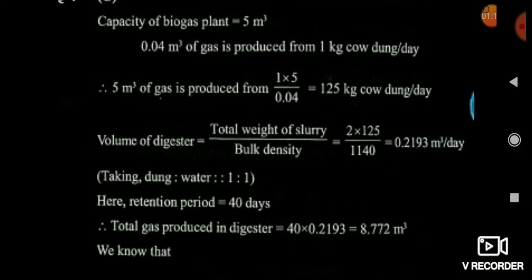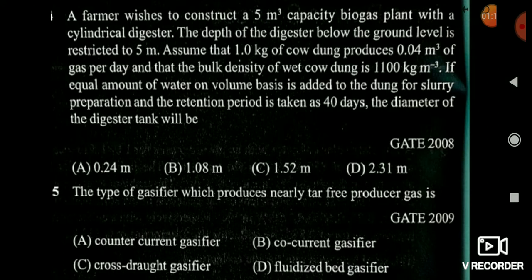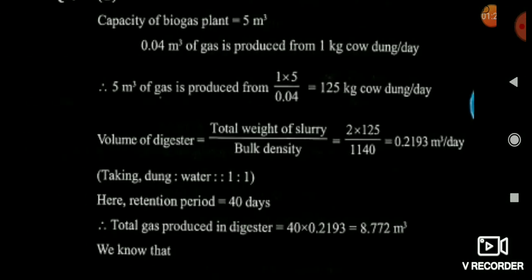Here you can see that the capacity of the biogas plant is 5 meter cube, and the depth is given as 5 meter. Assume that 1 kg of cow dung produces 0.04 meter cube of gas per day. So 1 kg of cow dung produces 0.04 meter cube. How much cow dung produces 5 meter cube of gas? Divide 5 by 0.04: 125 kg of cow dung will produce 5 meter cube of gas per day.